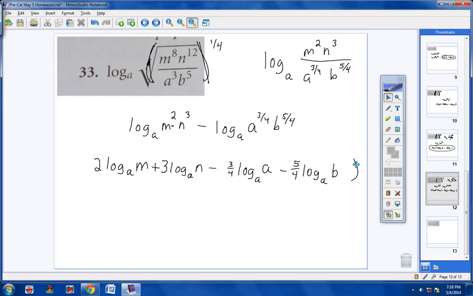Now, I do have one more thing we need to do, and hopefully you're catching this on your own. I've got log base a of m, log base a of n, log base a of b. Those are all fine, but look, log base a of a. So I can simplify that.